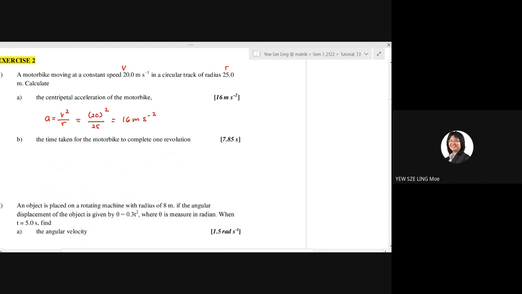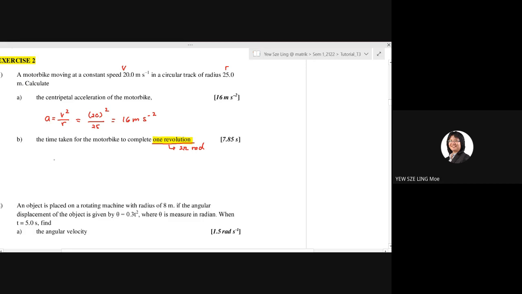And then the time taken for the motorbike to complete one revolution. So again, the question gives you revolutions. Revolutions are very, very important in your syllabus. One revolution equals 2 pi radian. So the phrase one revolution carries a hidden meaning, a hidden meaning that tells you now you have theta equals 2 pi. The word revolution, one revolution, carries a hidden meaning, which tells you that theta equals 2 pi.